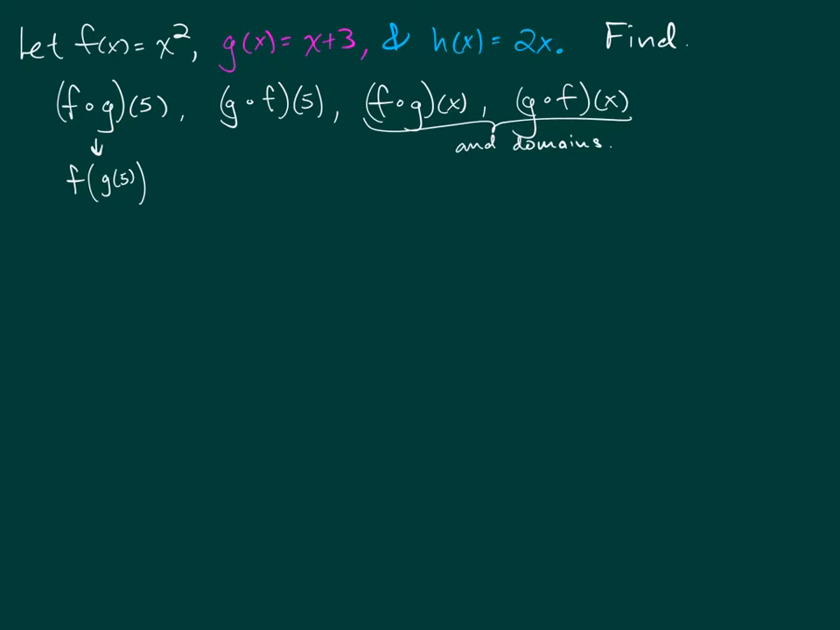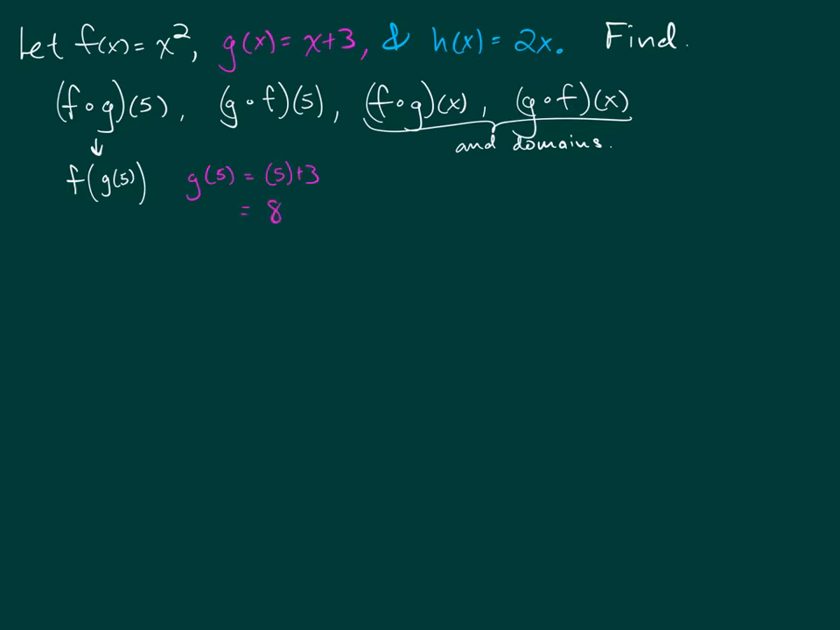So our input for g of x is 5, which means I need to figure out what g of 5 is. I'm going to do that off to the side here. Well, g of 5 is the same thing as saying 5 plus 3. Here's g of x. This x was replaced with a 5, so this x gets replaced with a 5. And that is the same thing as 8.